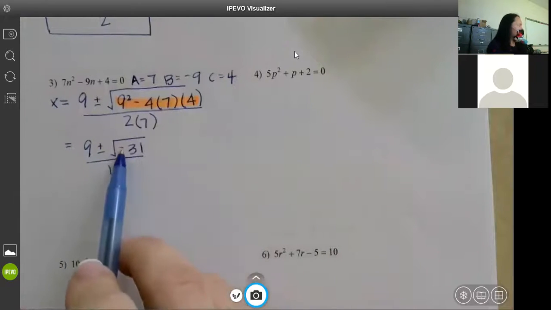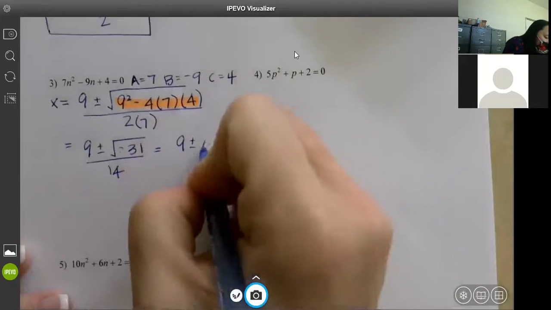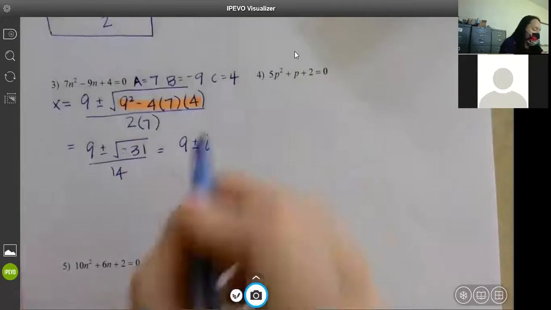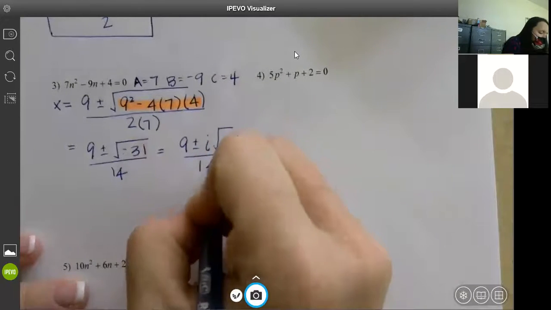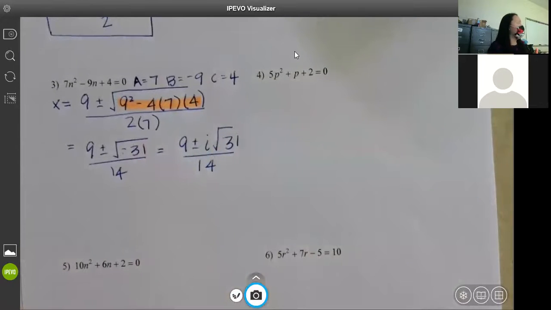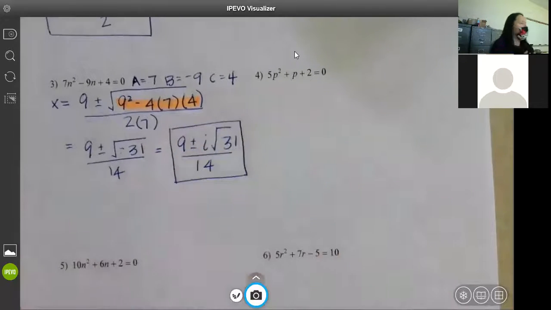So anytime you see a negative like this, all you're going to do to fix it is pull that i out, and it becomes a positive 31. Now, we said 31 will not break down, so this is as good as this problem gets. Again, we cannot do anything else until that 31 breaks down, but do not have a negative square root in there. Pull out that i.